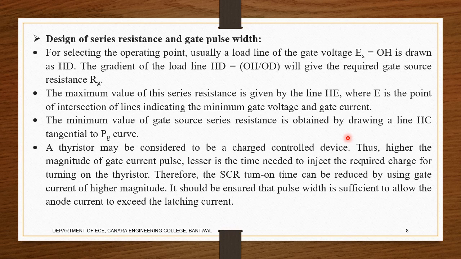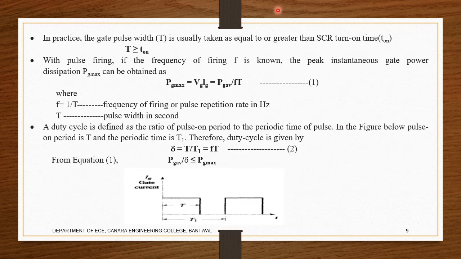Usually turn off cannot be controlled, as we say that once the SCR has been turned on by the gate, it cannot be controlled. So it should be ensured that the pulse width is sufficient to allow the anode current to exceed the latching current. Latching current deals with switching on the thyristor. In practice, the gate pulse width T is usually taken as greater than or equal to the SCR turn-on time, that is, T is greater than or equal to Ton.